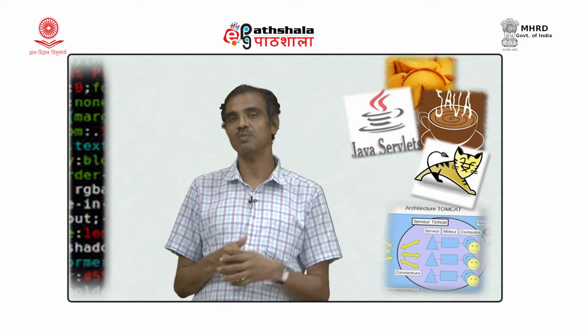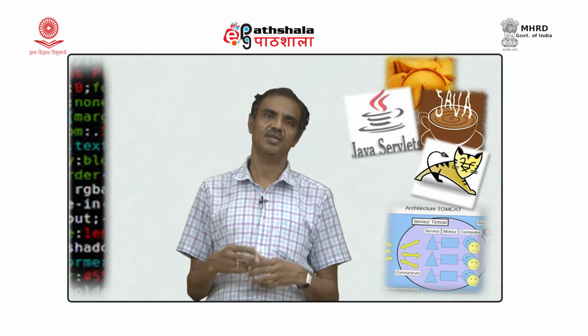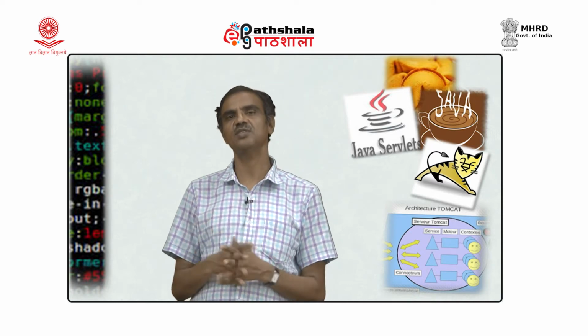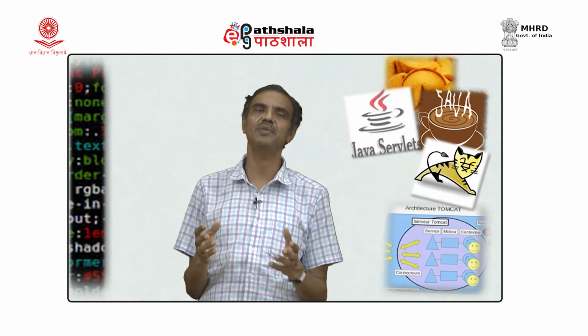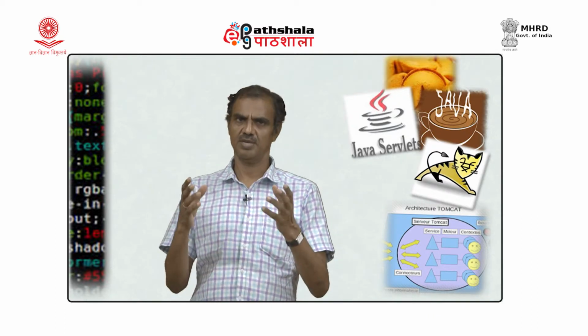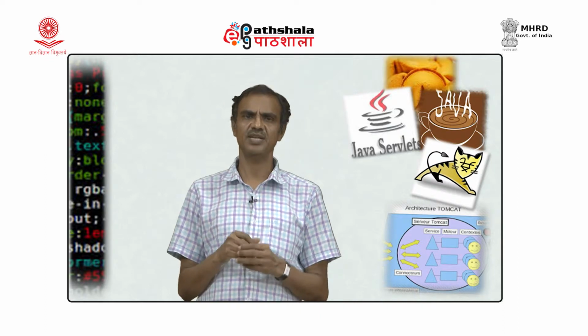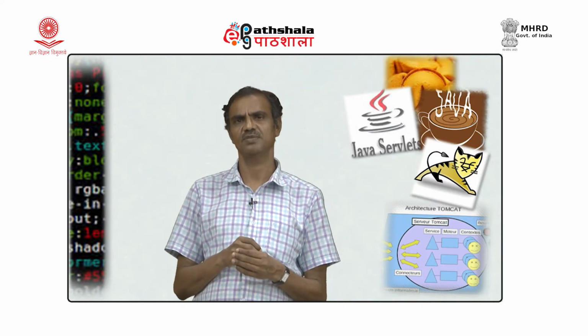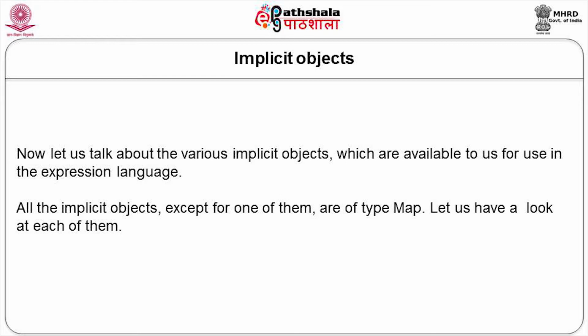And those implicit objects, fine. Now, let us talk about the various kinds of implicit objects which are available to us in our expression language, fine. So, in our expression, implicit objects are available. So, which are the implicit objects? We have implicit objects, most of these implicit objects, except for one of them, all of them are of type map, okay. So, let us start with the first one of them.